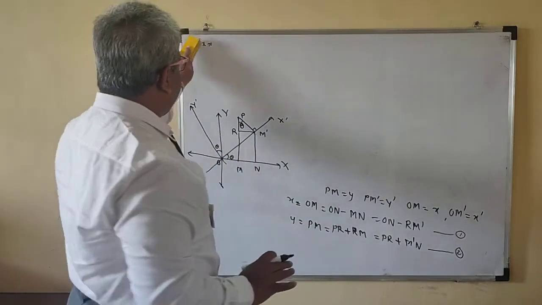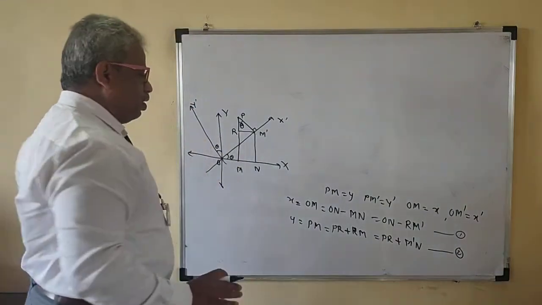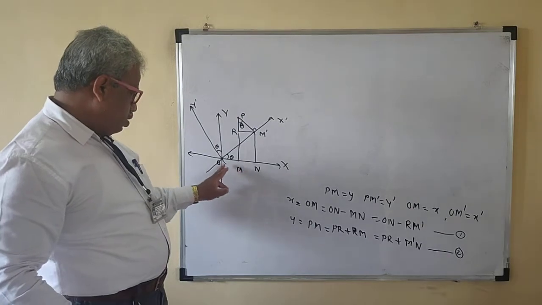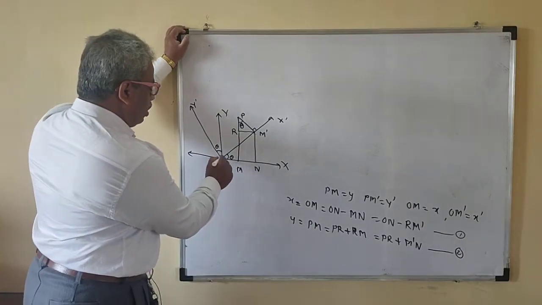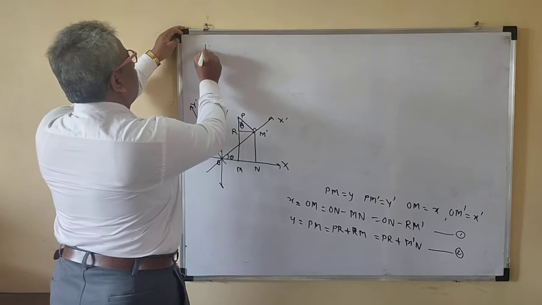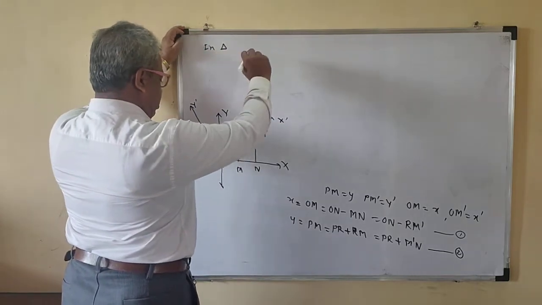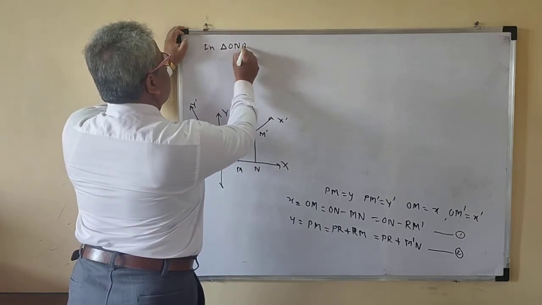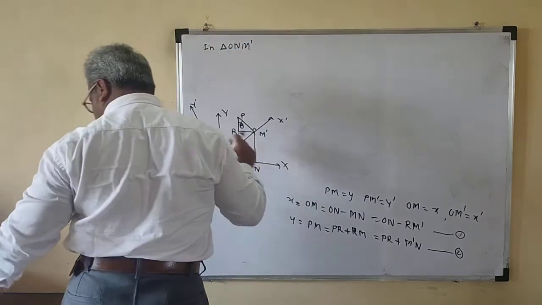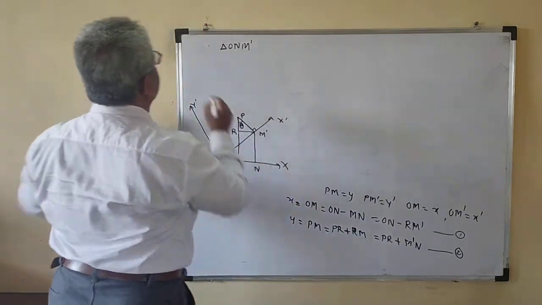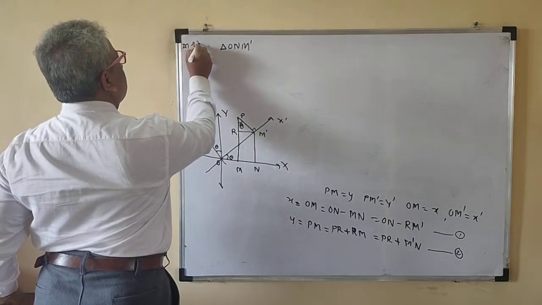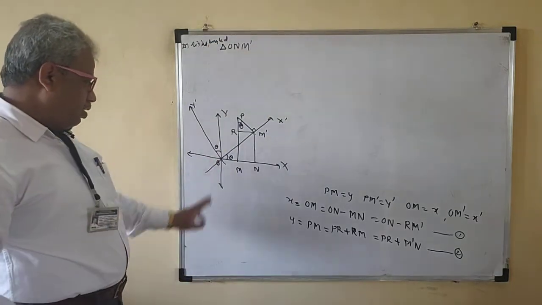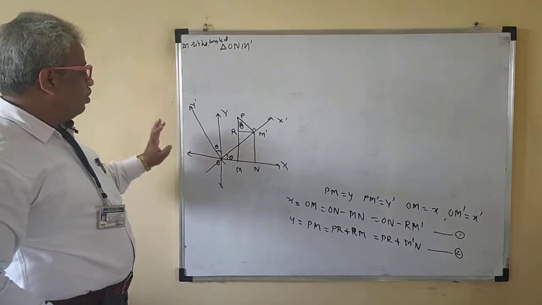So we have to find ON. We have to find all these 4 values. Our aim is to find ON. So ON is what? This is a triangle. In triangle ON M prime, in right angle triangle, we call this a right angle triangle. In right angle triangle ON M prime.